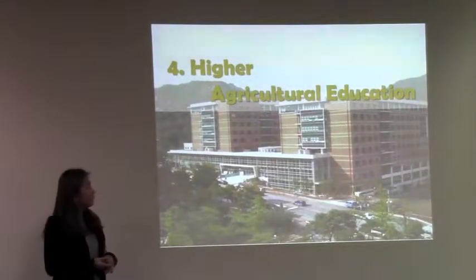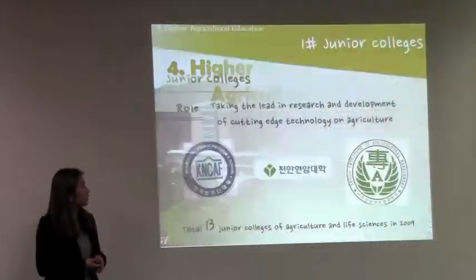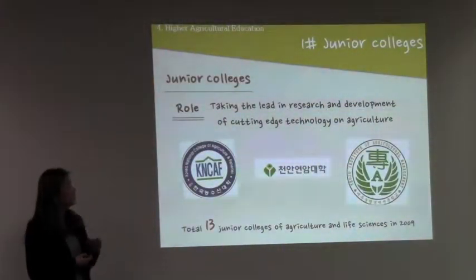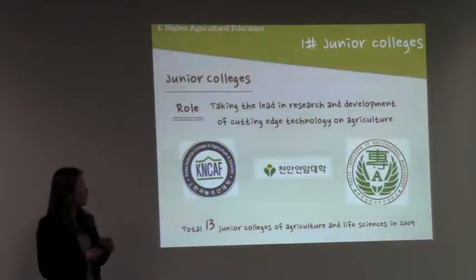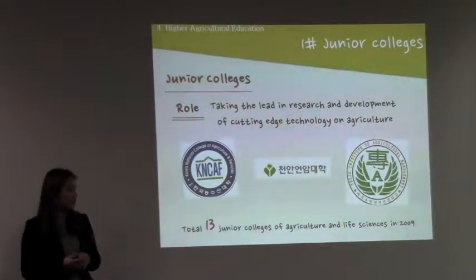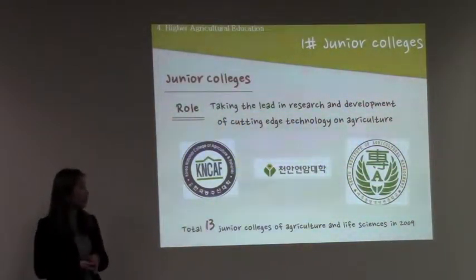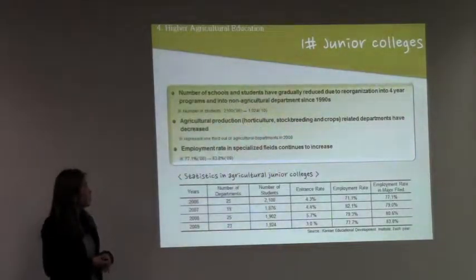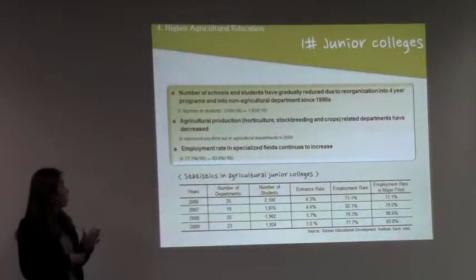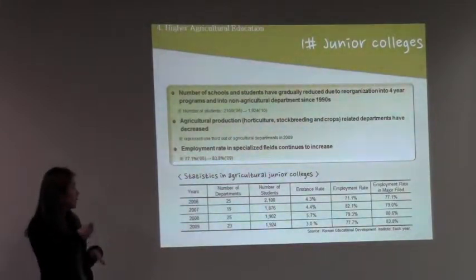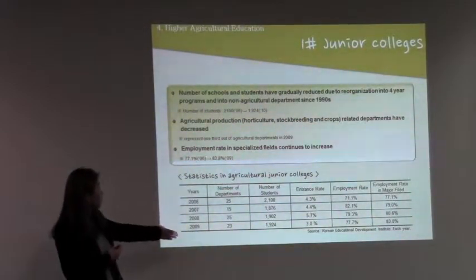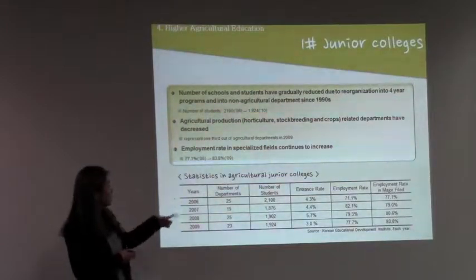And the last one is higher agricultural education. The first is junior college. The junior college's role is taking the lead in research and development of cutting-edge technology in agriculture. Like these symbols, there are 13 junior colleges in Korea. Now, the numbers of schools and students of junior colleges are decreasing. Like these tables, the numbers of departments and students are decreasing now.